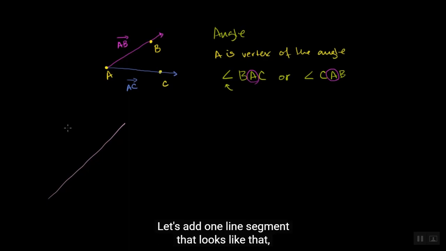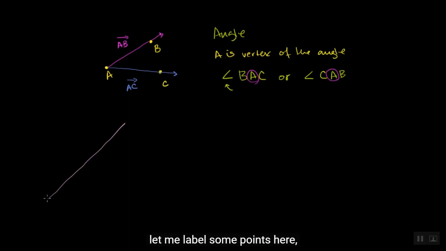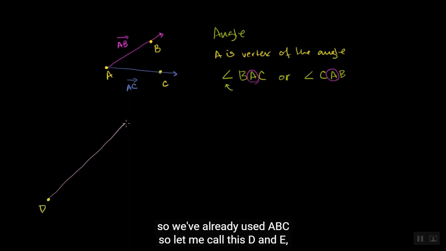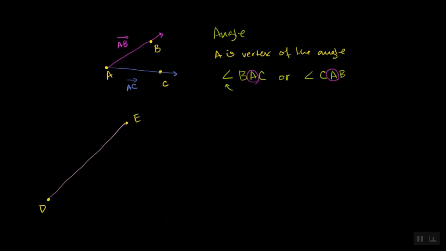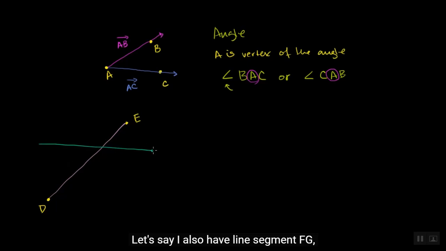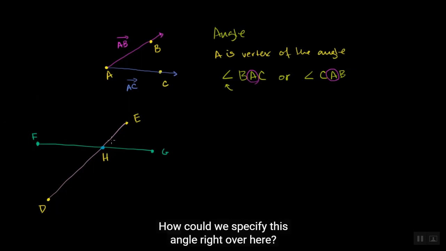But let's say I have one line segment that looks like that. Let me label some points here. We've already used A, B, C, so let me call this D and E, points D and E. So this is line segment DE. And let's say I also have line segment FG. And let's say this point where these two line segments intersect, let's call that point H. Now how could we specify this angle right over here? Can we just call that angle H?